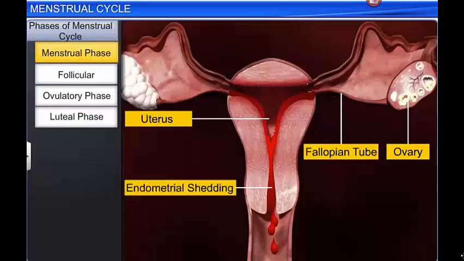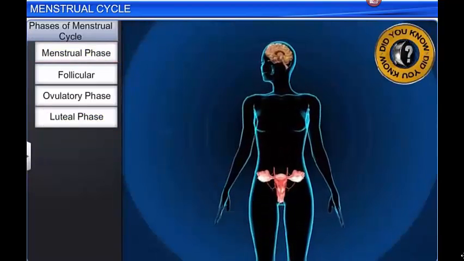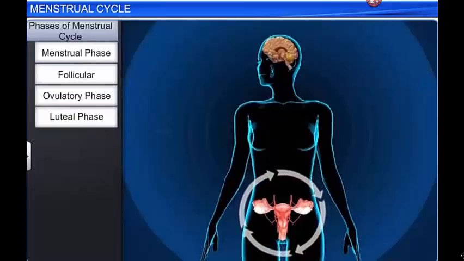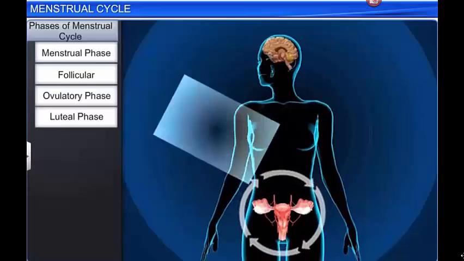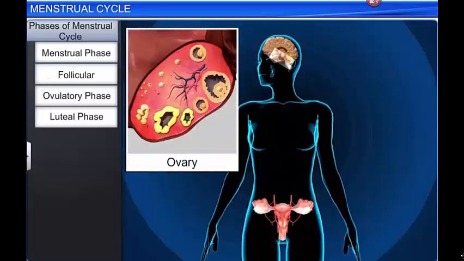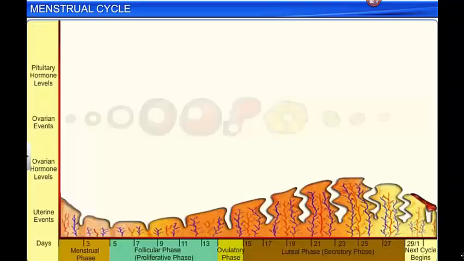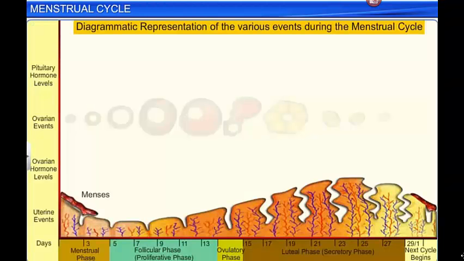Did you know that the phases of the menstrual cycle are controlled by different hormones secreted by the ovary and the pituitary gland? At the onset of menses, the anterior pituitary gland increases the secretion of two gonadotrophic hormones. We have discussed LH and FSH, the stimulating hormones. FSH stimulates the development of primary follicles.